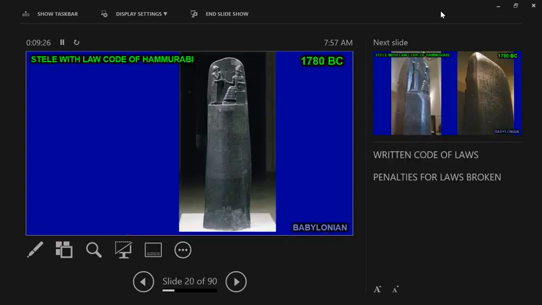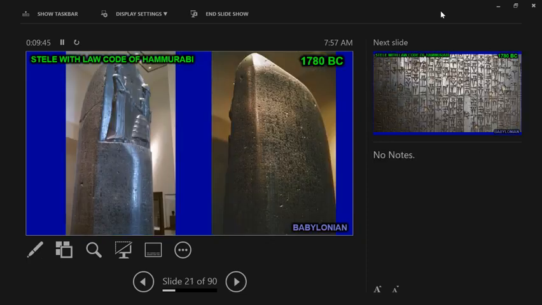All right, so let's get a closer look at it. And so it looks like a giant finger with a nail at the top. These are the written code of laws, and these are penalties for laws that are broken. And if we get closer, they're written all over the stele and on the back.